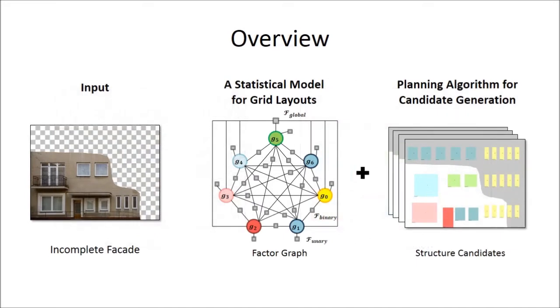The proposed solution is to break the problem into two components, a statistical model to evaluate layouts and a planning algorithm to generate candidate layouts.